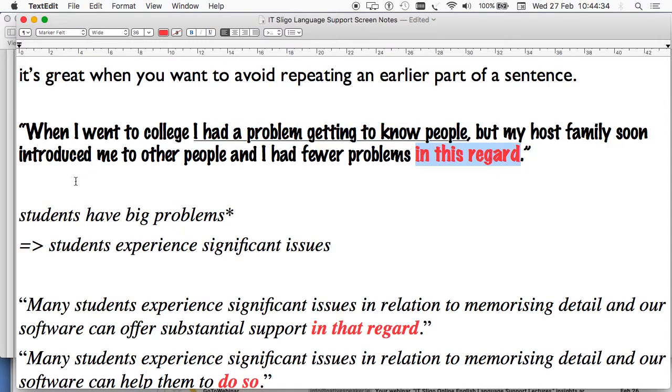So in terms of lexical resource, we took the example of students have big problems, and we gave you the example of students experience significant issues. So we're going to always try and up our lexical resource.